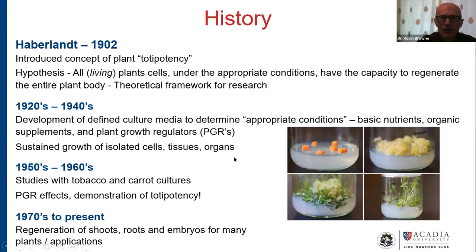During this period, there were a lot of reports of sustained growth for cultured cells, tissues, and organs, and some indication of regeneration. But this kind of work really proliferated in the 50s and 60s, particularly with studies involving tobacco and carrot as model systems. In the image over here, you can see some carrot sections in culture and subsequent regeneration. During this period, there were a lot of studies on the effects of PGRs on regeneration and eventual experimental demonstration of the concept of totipotency, so single cells regenerating into entire plants.